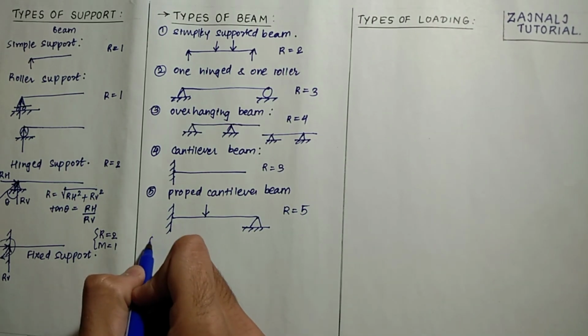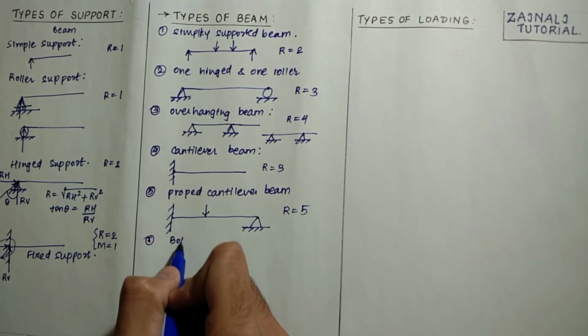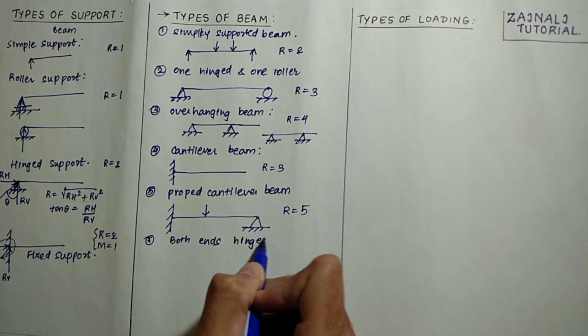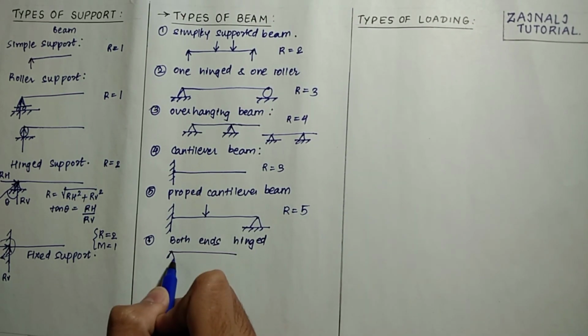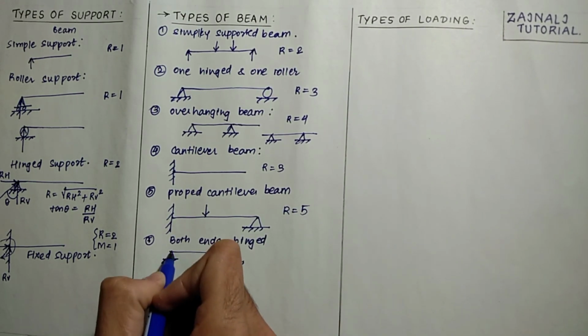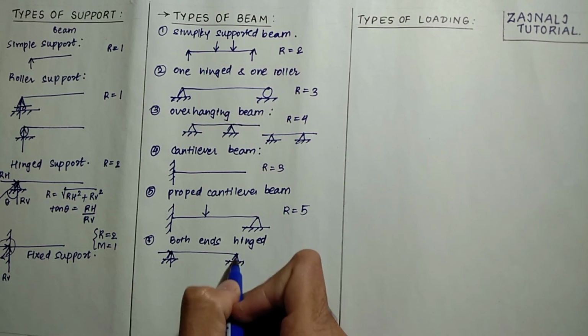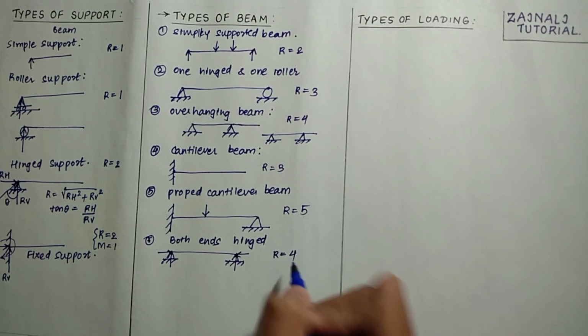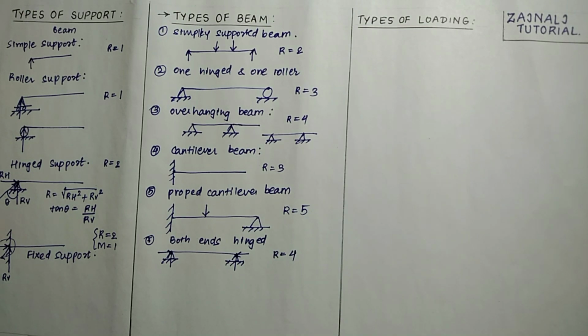Now another type of beam is both ends hinged. Here in this type of beam, both the supports are hinge supports only. Such a beam is regarded as a both ends hinged beam. The total number of reactions would be equal to 4.